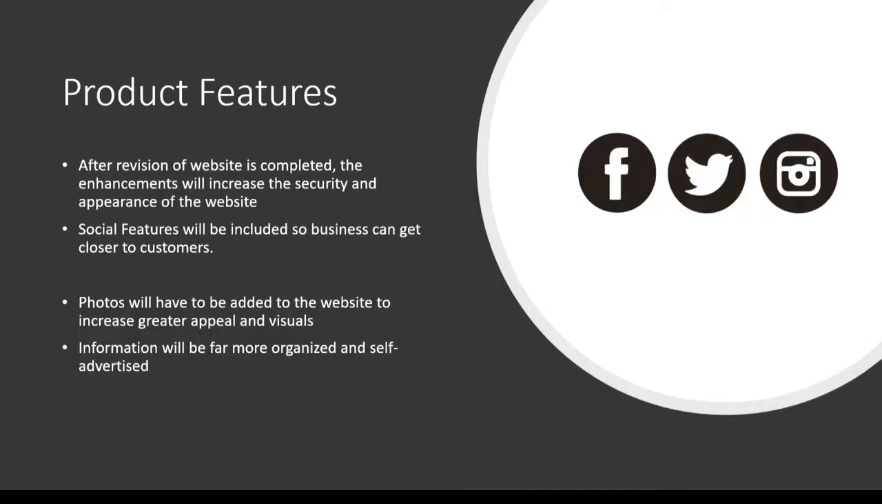Going on. Product features. After the revision of the website is done, hopefully the enhancements will increase the security and appearance of the website. Social features are going to be implemented. We'll get into that in a second. Photos are going to be added to help give the website a better visual appeal, and information is going to be far more organized and self-advertised. On the store, there were pictures that were just very unorganized. They weren't professionally done, or just didn't look very good. The thumbnails on them were very off, as well as the descriptions for them, which were not properly done.